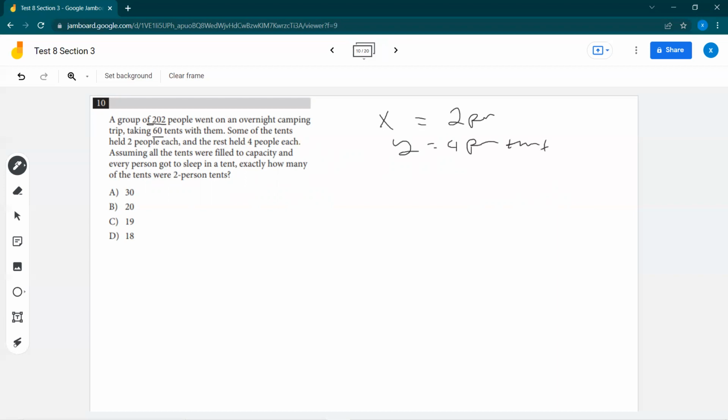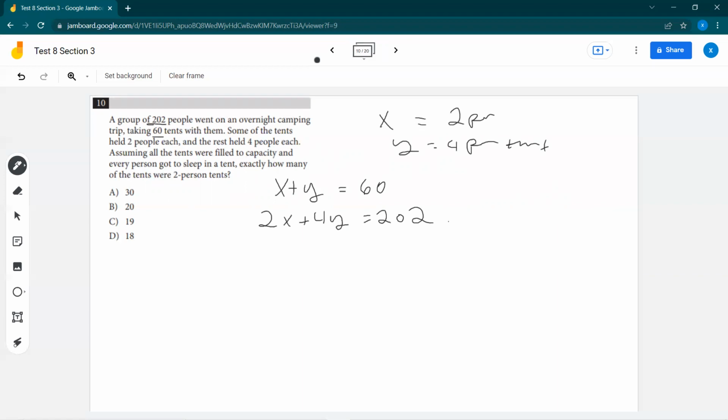We know that x plus y equals 60. That's the quantity of tents. And we know that 2x plus 4y equals 202. That's the amount of people that can sleep in both tents. So this is the system of equations we'll have to solve.